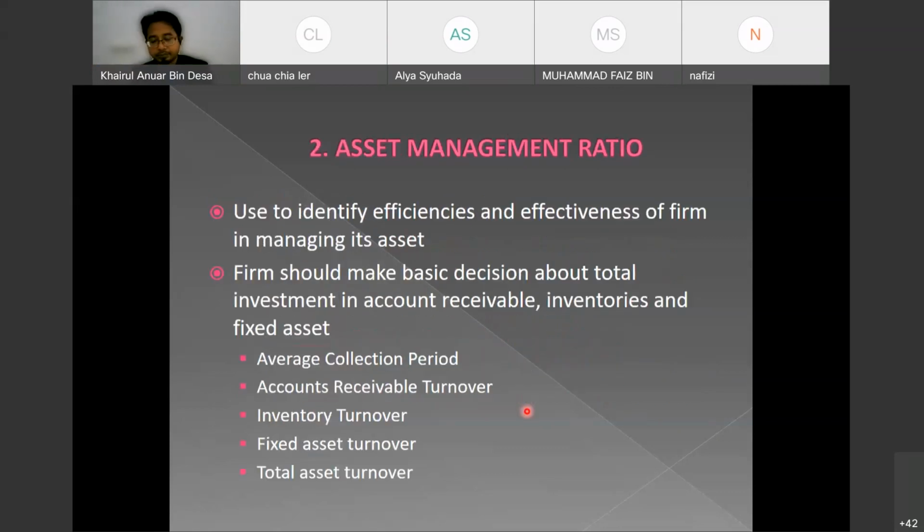Okay, now asset management ratio. Kita laju sikit hari ni. Kita nak habiskan. Kita ada 1 jam. Asset management ratio. Liquidity ratio, any question? Good or not good?